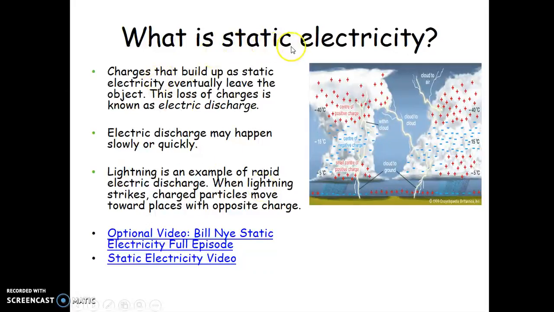Charges that build up as static electricity eventually have to leave the object, and that's when you touch the chair and you heard that snap. This loss of charge is known as electrical discharge. Electrical discharge may happen slowly or it can happen quickly. When it happens in lightning, that's very, very rapid. Or it can just happen slowly, going from one object to another, kind of slowly touching, maybe through induction, that kind of thing.